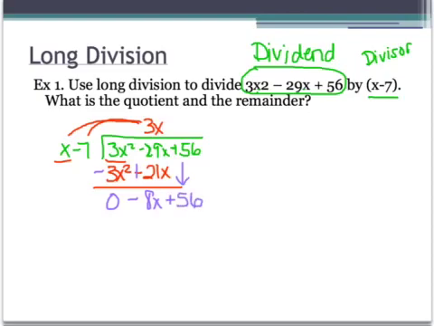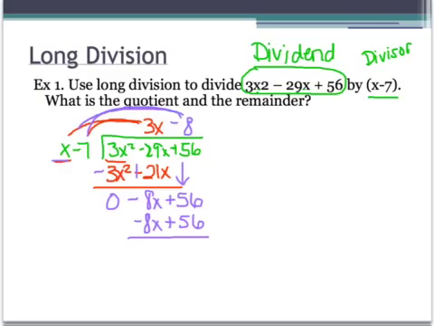And we have 56. I'm going to go ahead and disregard the 0, and I will look, how many times does x go into negative 8x? Or think, what times x will give me a negative 8x? That's going to be a negative 8. So I take negative 8 times x, and negative 8 times negative 7 is positive 56.